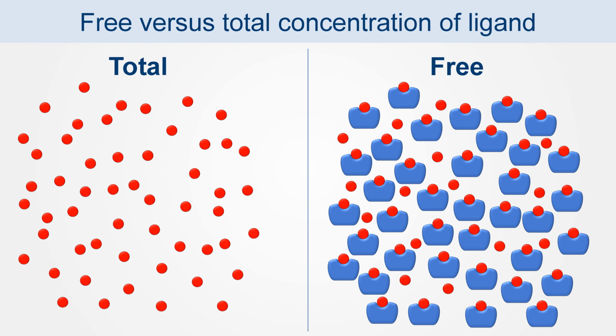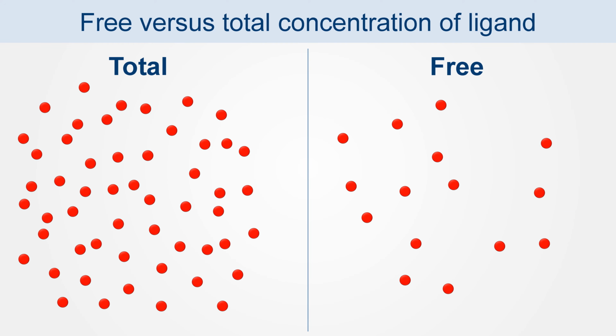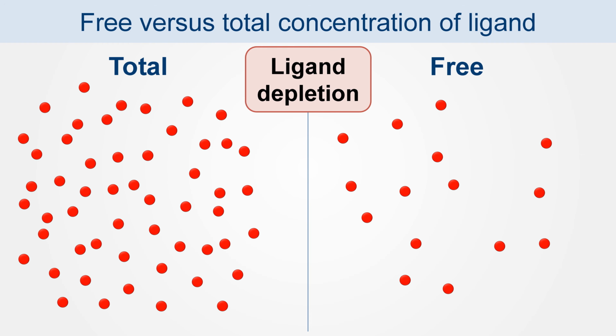Now, let's look at the free concentration. Here's the same set of ligands and targets as before. Now we're going to visualize the free concentration of ligand. To do this, we fade out all the target ligand complexes. This shows that the free concentration of ligand is a lot less than the total concentration when we have a high target density. This phenomenon is called ligand depletion, and you will see this written about in pharmacology textbooks. Ligand depletion is the reduction of the free ligand concentration that results when the target binds up a significant fraction of the ligand that we add to the assay.